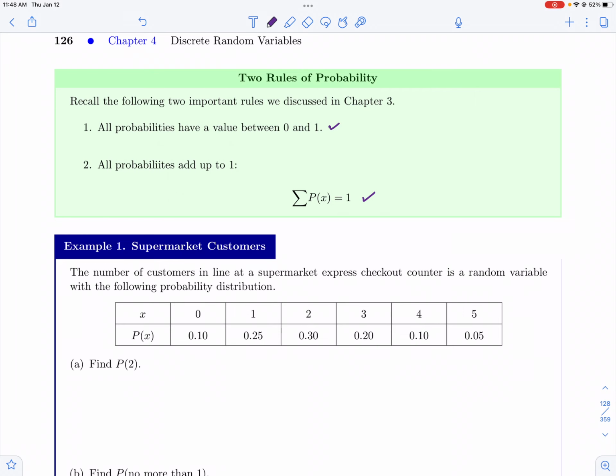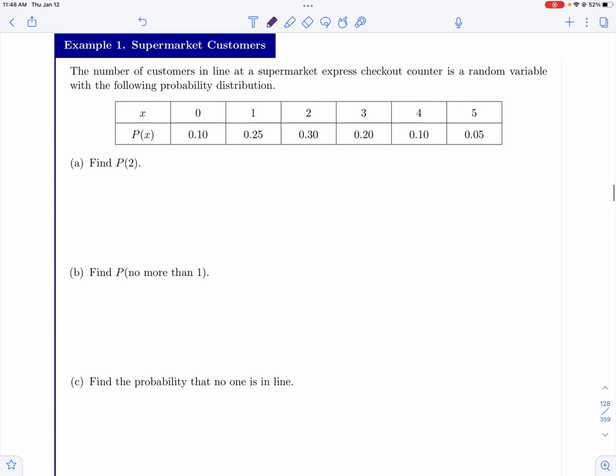All right, so let's look at our example here. So we've got supermarket customers, and the number of customers in line at a supermarket express checkout counter is a random variable with the following probability distribution. So there's a 10% chance that there won't be anybody in line, 25% chance that there will be one person in line, 30% chance that there will be two people in line, 20% chance that there will be three, 10% chance of four, and then a 5% chance of five people in line. And so we want to calculate some different probabilities.